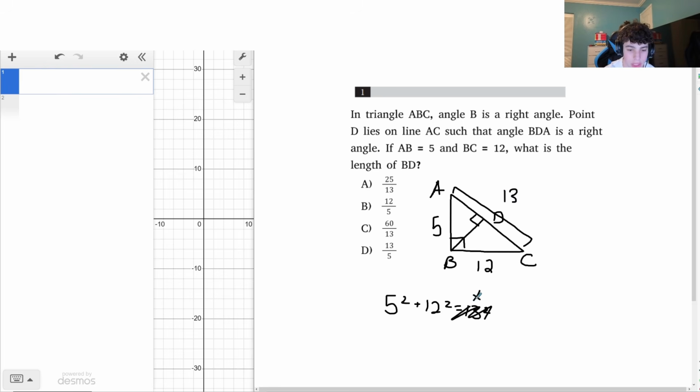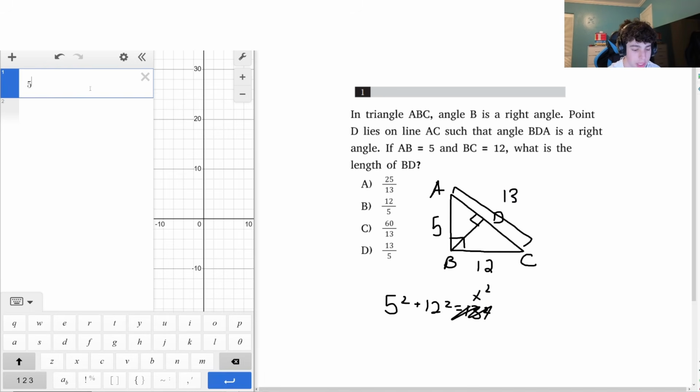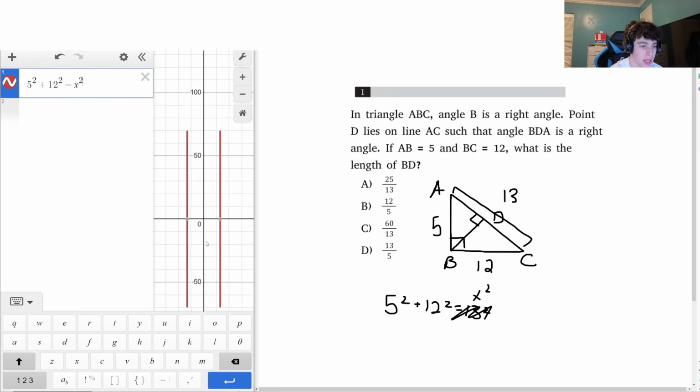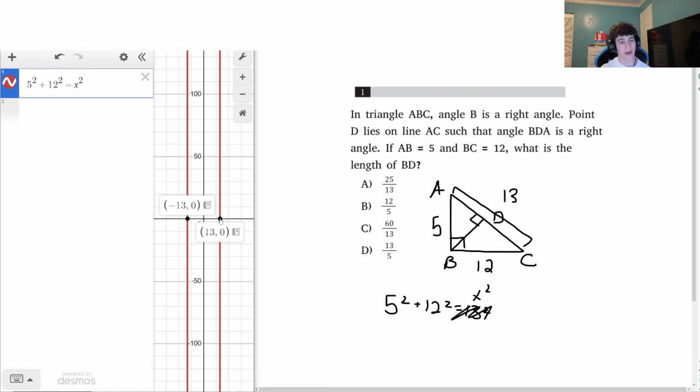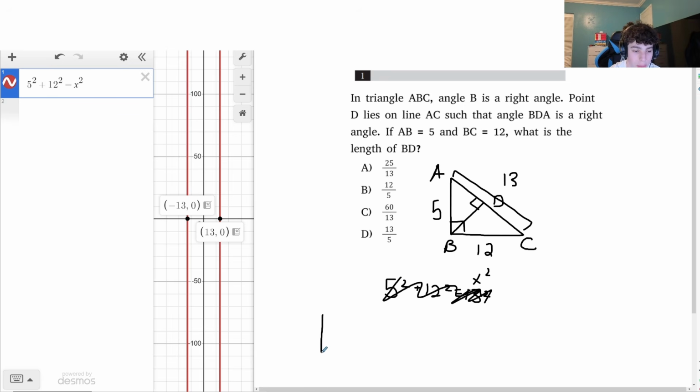If you didn't know that, you can just say that this is x squared. And if you put it into Desmos, 5 squared plus 12 squared equals x squared, you'll get that x is either negative 13 or 13, and obviously it can't be a negative number, right? So I know all this information. Now, something that you need to know for every SAT, because there are similar triangles on almost every single SAT, is that if you have this specific diagram, this triangle, and the big triangle of ABC will all be similar, and I'm going to show you why.